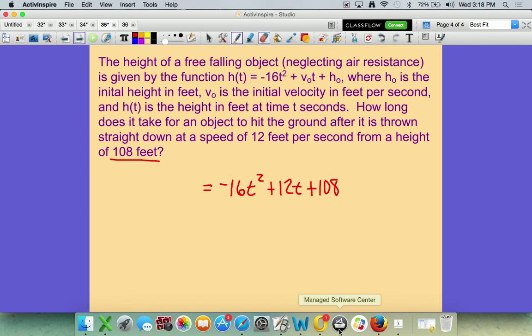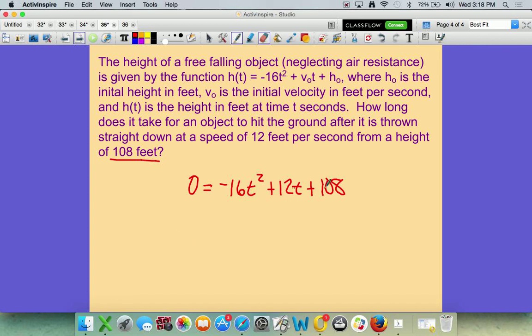And h of t is the height in feet at time t seconds. I was right the first time. Sorry. The 108 does go over here. One more time: put the 108 over here, put the 0 here. And now the question is, how long does it take for an object to hit the ground? We just have to solve for t.